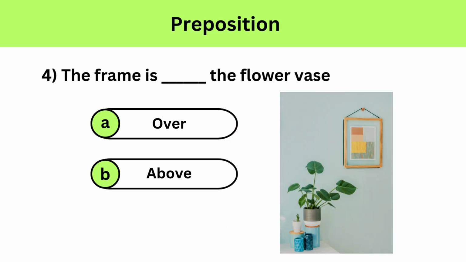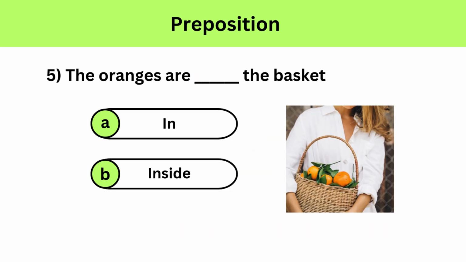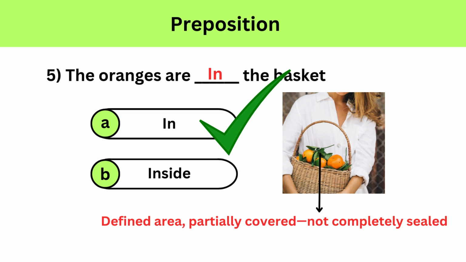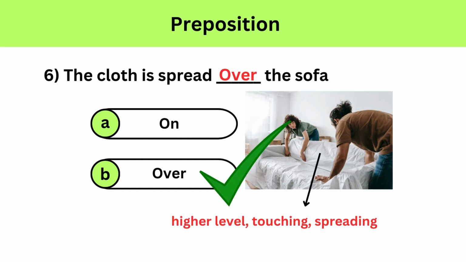Number 4, the frame is dash the flower vase. Option B, above, the frame is above the flower vase. Number 5, the oranges are dash the basket. Option A, in, the oranges are in the basket. Number 6, the cloth is spread dash the sofa. Option B, over, the cloth is spread over the sofa.